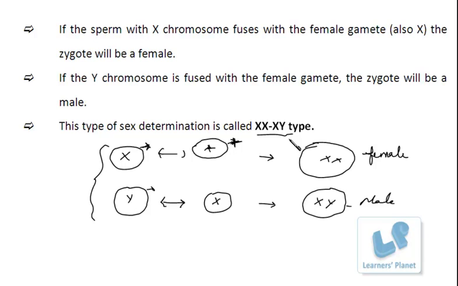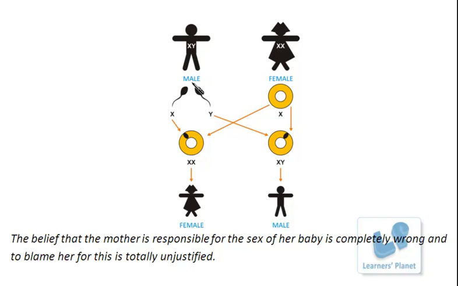I will show you one picture so that this point becomes much more clear. See, this is the male, and it has X and Y chromosomes, whereas the female has gametes having only the X chromosome. If the X type of sperm fuses with the female gamete, it will produce a female child. Whereas if the Y chromosome fuses with the X gamete, it will produce a male child. So it is clear that the mother is never responsible for the sex of her baby. This myth, where people blame females for this, is totally unjustified.